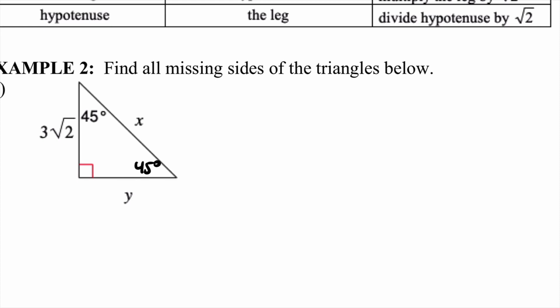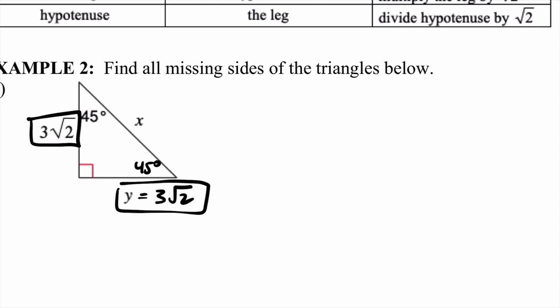Next one, what do they give us? A leg or a hypotenuse? They gave us a leg, because the two legs make up the right angle. So if I have one leg on a 45, 45, 90, what is the other leg going to be? The same number, the same exact value. So this one is going to be 3 times the square root of 2. Didn't even do any work. It's already done.